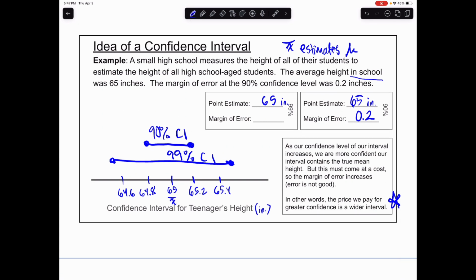We learned that if you want to be more confident that your interval captures the true P, then you have to be willing to increase your margin of error. So you can see right here that when the percent confidence is higher, the interval actually gets bigger, which is kind of a bad thing because we want our interval to be nice and tight so we have a better idea of where the plausible values of P are.